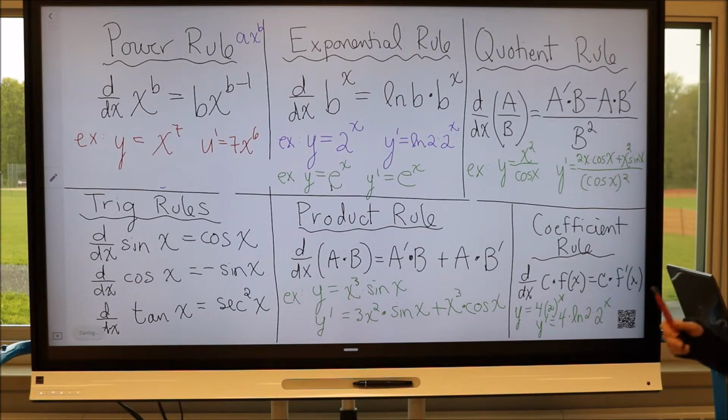So here are kind of our basic rules. We haven't learned about the chain rule yet. That's the next big rule we're going to be talking about. But here are some basic shortcut rules to find the derivative.